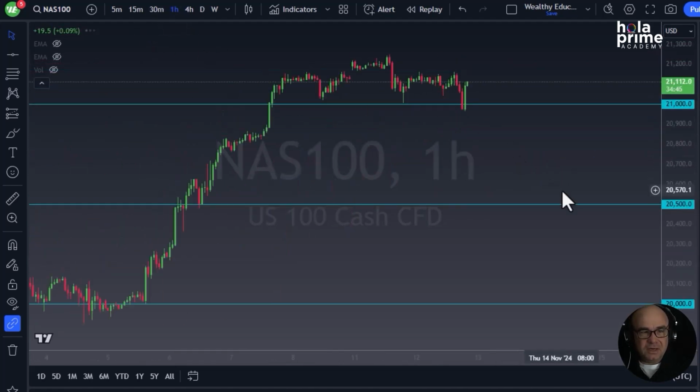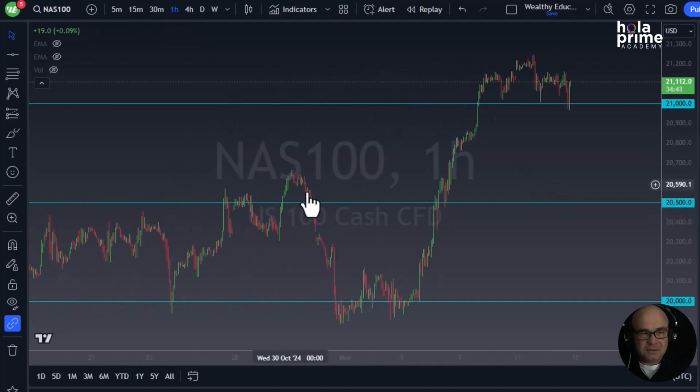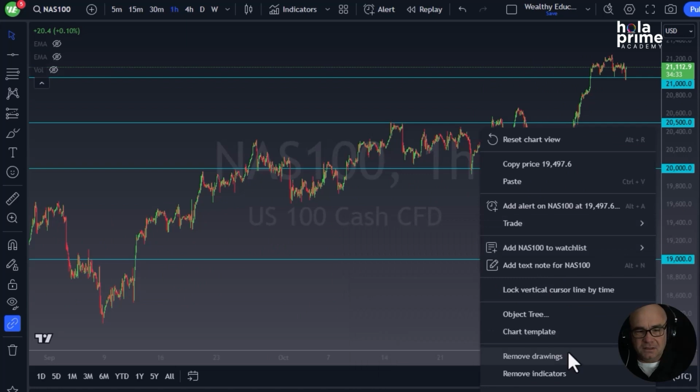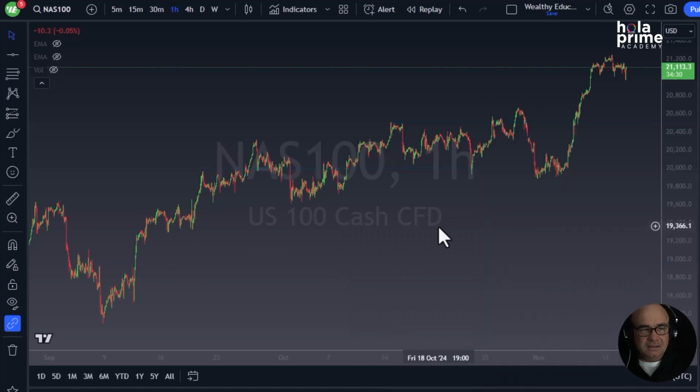Zoom down to a 1-hour chart, and it becomes much clearer. You can see 20,000 offered quite a bit of support, 21,000 above offering support, 20,500 offering a little bit of resistance. Get rid of that there.